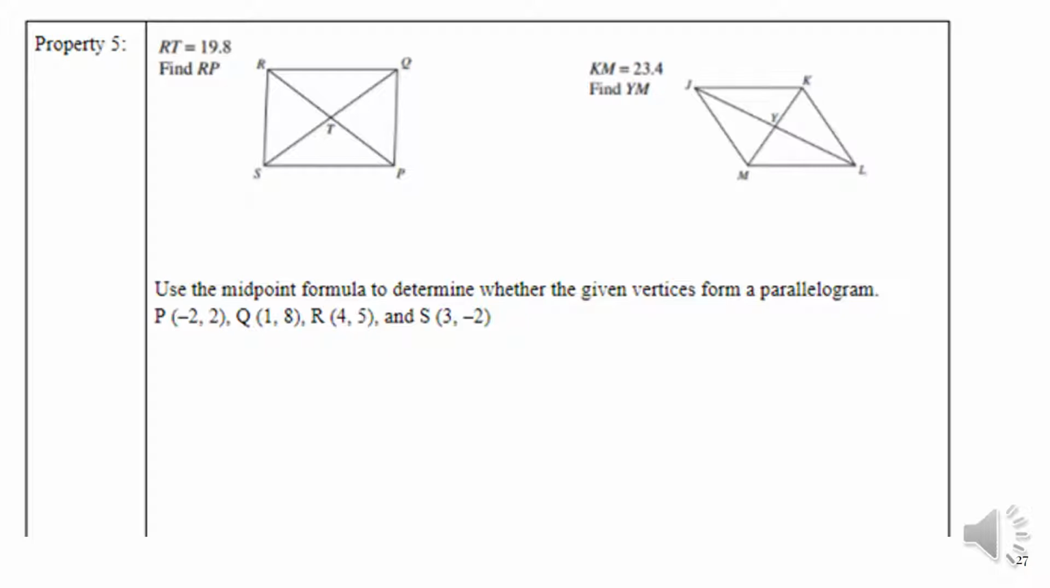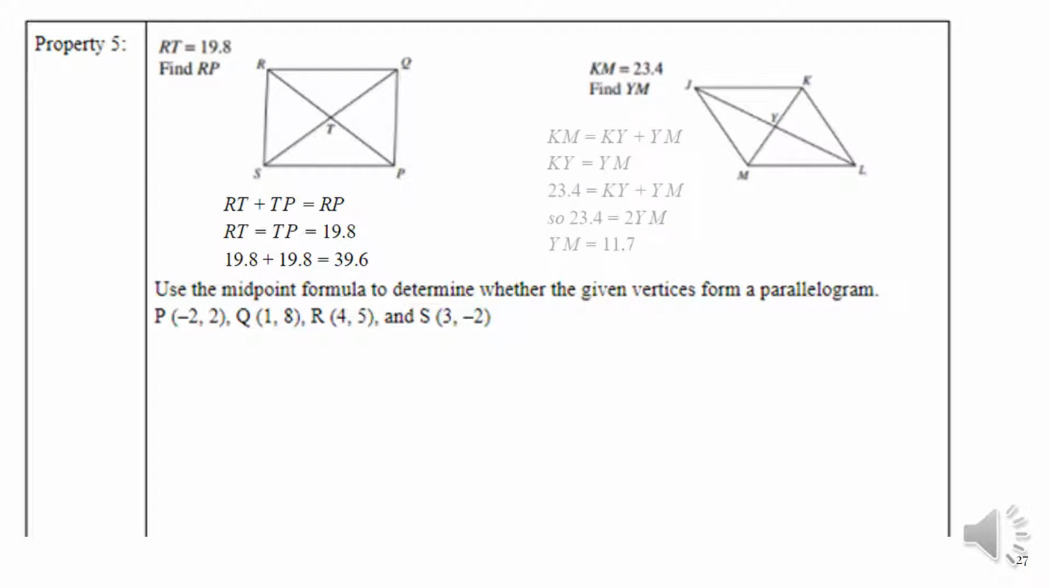If RT is 19.8, then so is TP because they're the same. So I would have 19.8 plus 19.8 to get me the total distance from R to P being 39.6. The right-hand side is the same type of problem but presented in the opposite way. If the entire diagonal is 23.4, but I only want to know the distance for half of the diagonal, I would simply need to divide it by 2 and get 11.7.